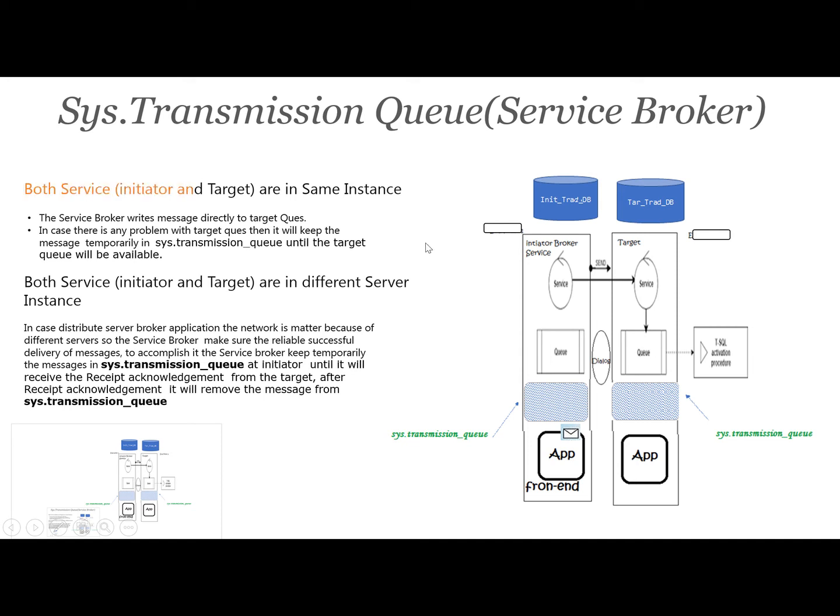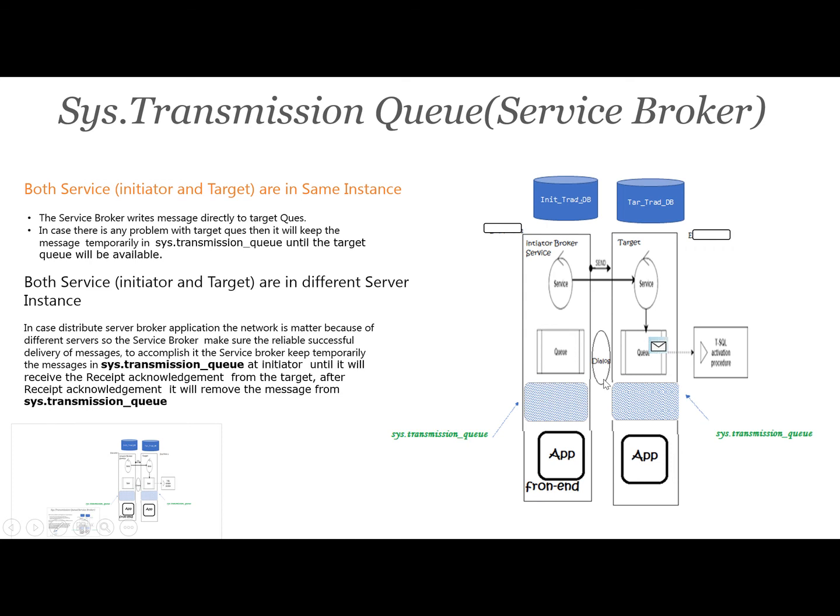and there is one scenario when both the initiator service and the target service are in the same instance of SQL Server. The databases may be different or the same, but the SQL Server instance is the same. So in that case, when the message is sent by the initiator service to the target service, this message will go directly to the target queue, and there is no involvement of any other queue. The system transmission queue will not be used in that case.